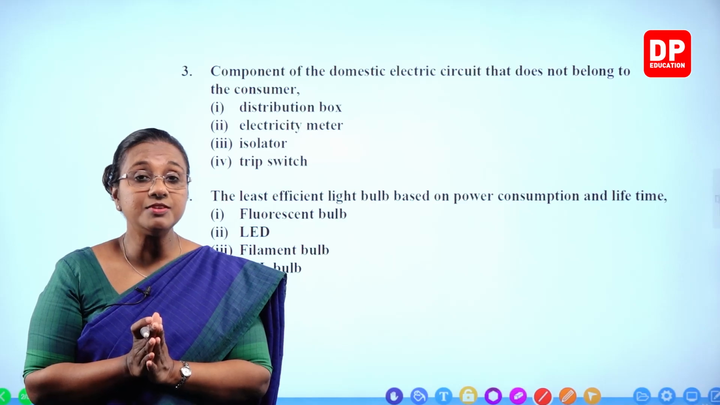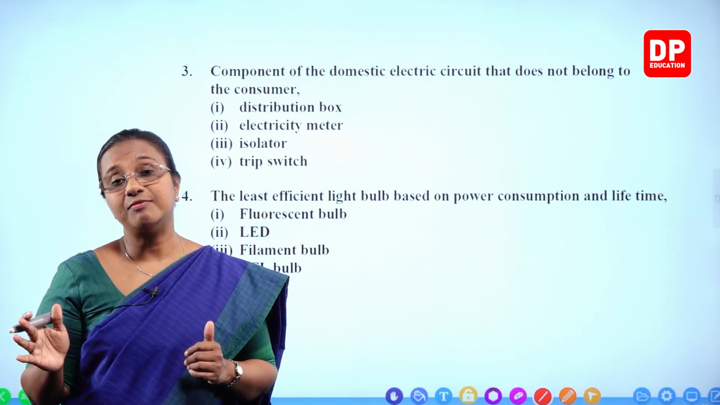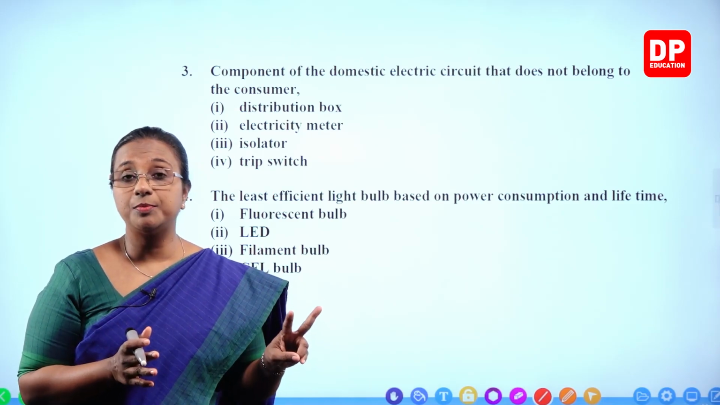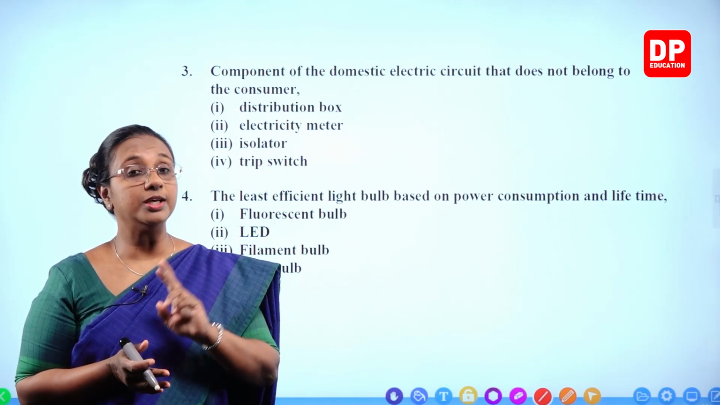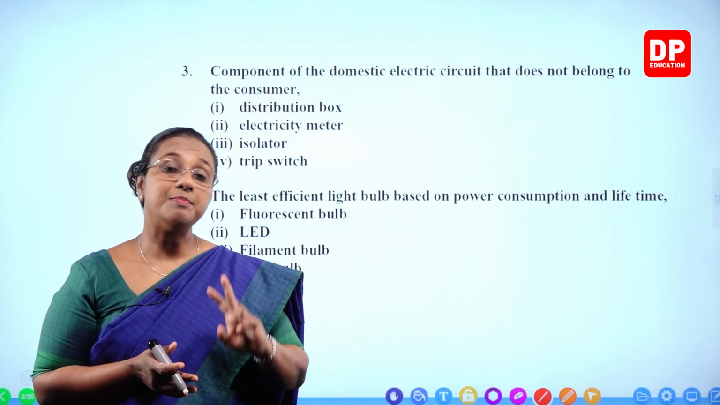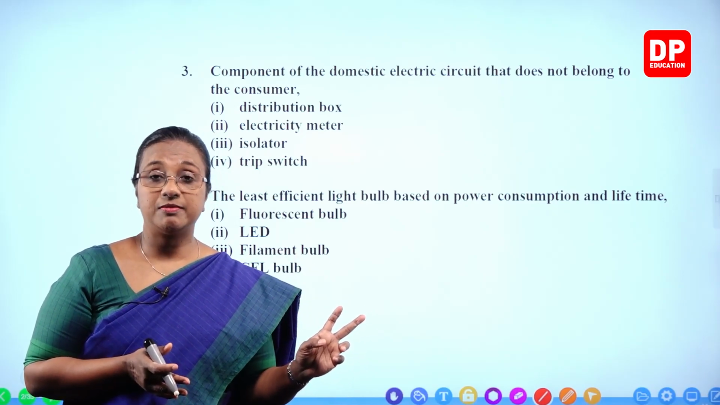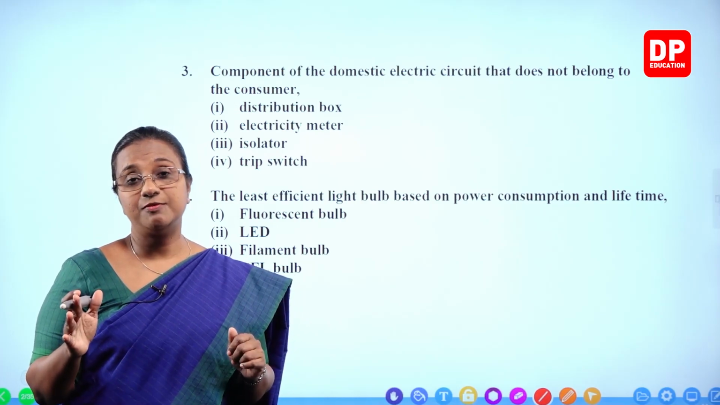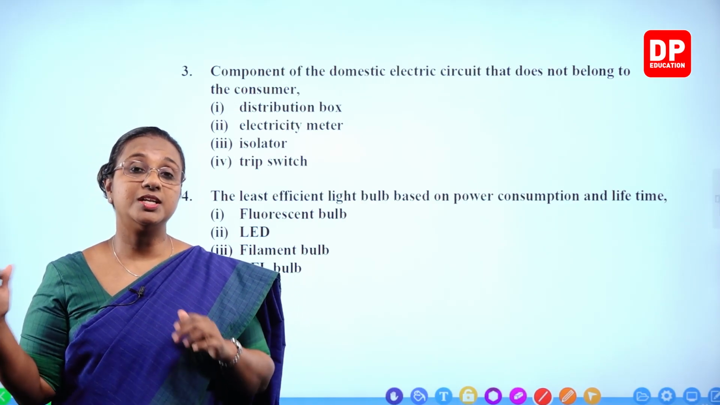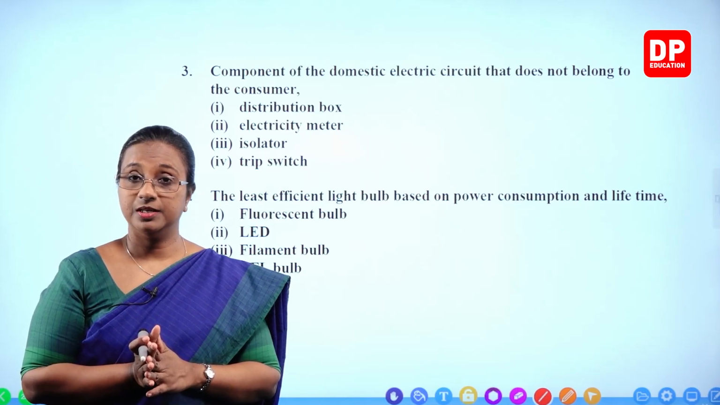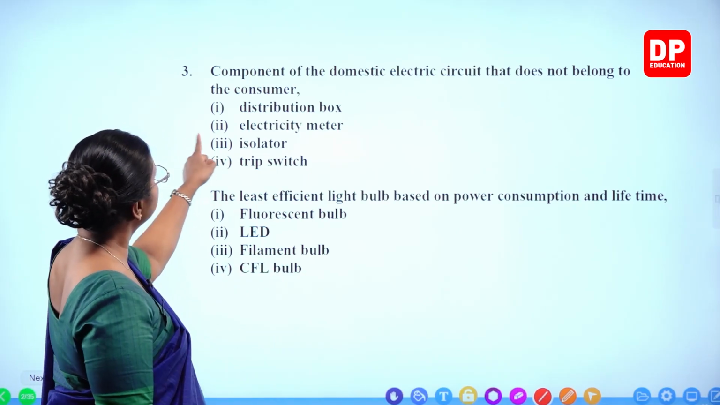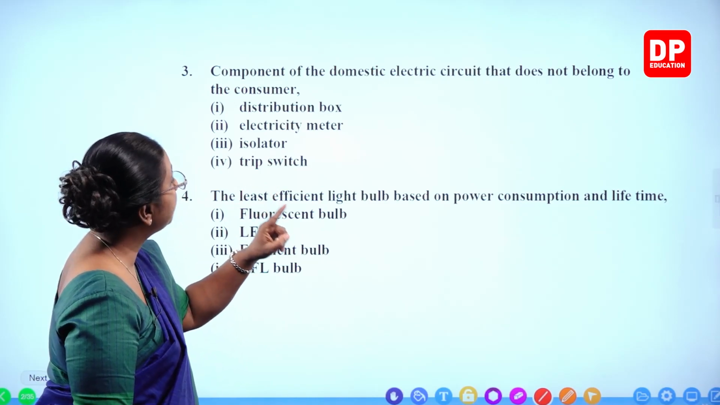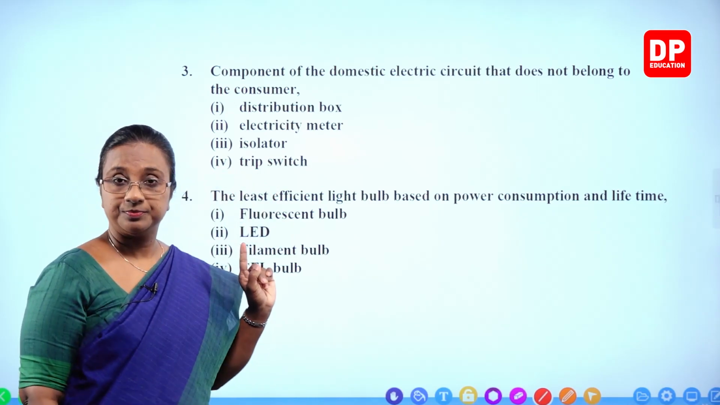Then after the service fuse, what do we have? We have the electricity meter. So, those are two components that do not belong to the consumer. Both of them belong to the service provider. From the isolator, that is the main switch with the main fuse, all the other components belong to the consumer. So, here the question is component of the domestic electric circuit that does not belong to the consumer.